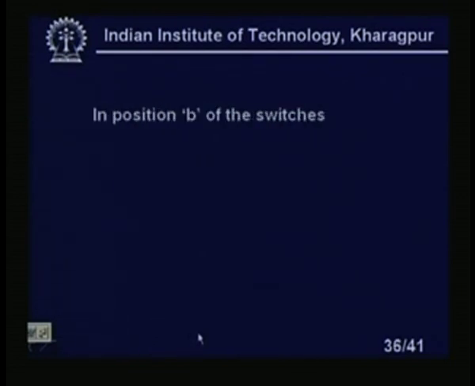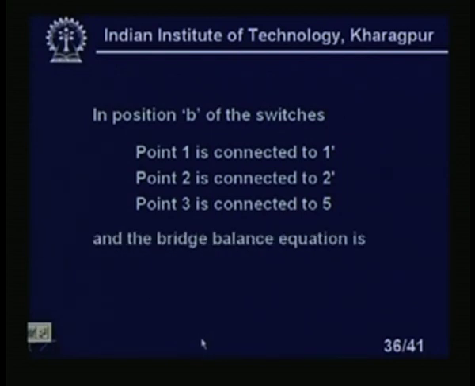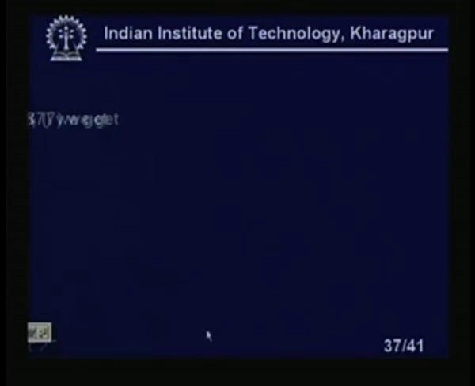And in position B of the switches, we have changed the connections. Point 1 is connected to 1 dash, then 2 is connected to 2 dash, and 3 is connected to 5, right. So, the bridge balance equation is RP1B plus R1 equal to RT plus R2, right. This is our bridge balance equation.